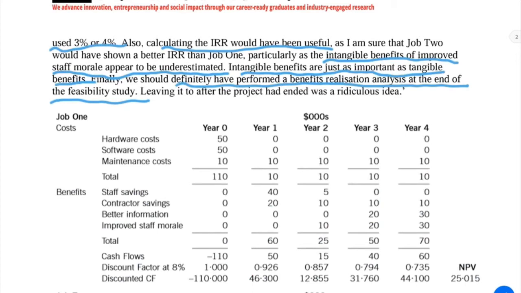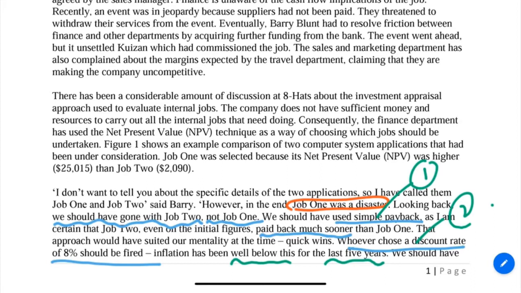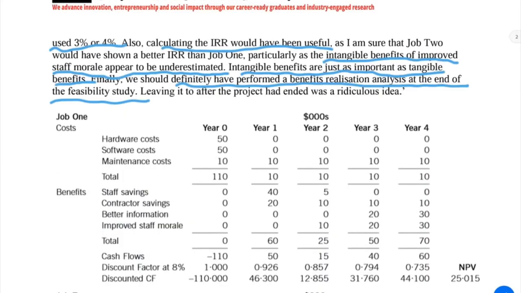From this point, you can see what Barry mentioned just now. According to Barry, the one who chose 8% as the discount rate should be fired, because inflation is well below 8%. So we should use a lower percentage instead of 8%. 8% is too much. So maybe because you chose the wrong discount rate, at the end of the day job 1 is a so-called disaster. The percentage suggested by Barry is supposed to be 3 or 4%, which is much lower than 8%. So whatever financial knowledge you have, everything should come to your mind now.